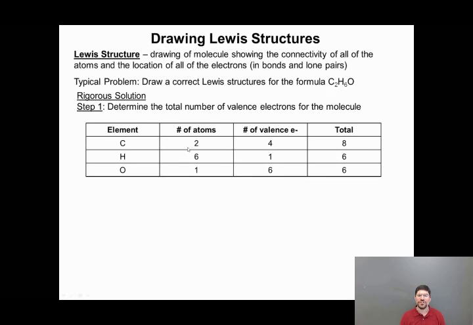So for carbon, 2 carbons, 4 valence electrons each, 8 valence electrons total. Hydrogen, there are 6 of them. Each one contributes 1, so there's 6 of those. And oxygen, there's 1 oxygen, but it contributes 6 valence electrons, so that gives us 6. Add them all together, you get a total of 20.